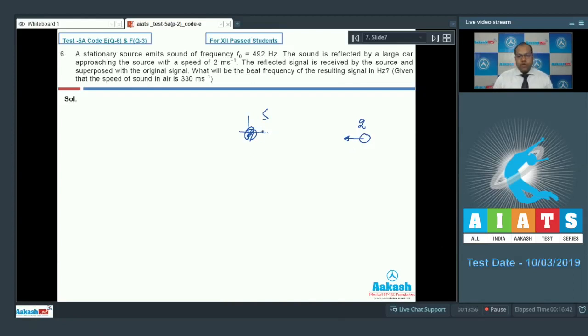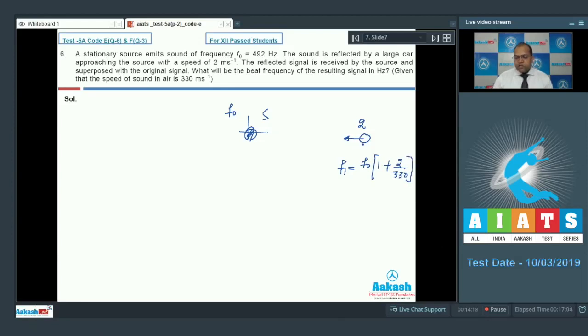So when the sound is emitted by the source and it is received by this car, then the frequency received by the car, if f0 is this frequency, is f0 into 1 plus 2 by 330.